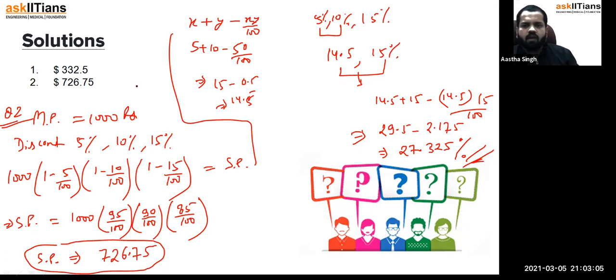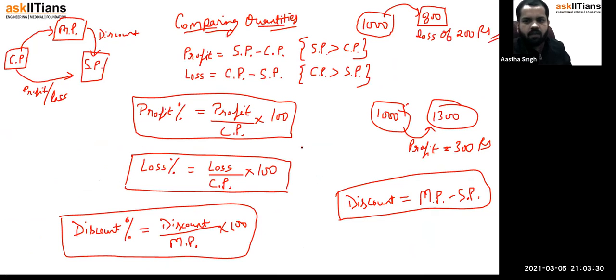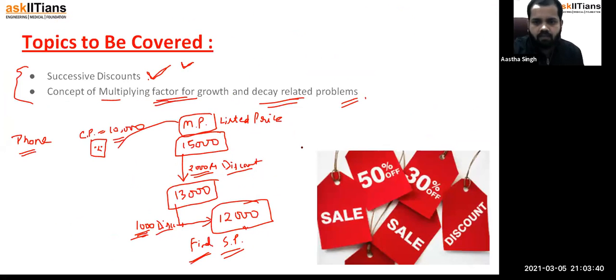If your formula becomes a long method when several discounts are given, then it is better to use the normal method. Just take the MP and calculate the successive discount, right, guys? So this is what the chapter is about. This is what we have studied: MP, SP. This is what comparing quantities means, right? Compare the quantities.